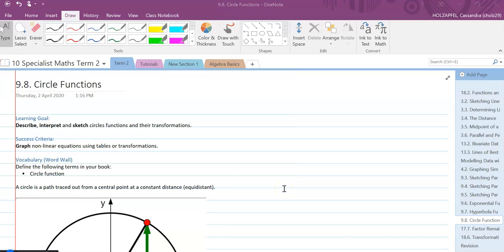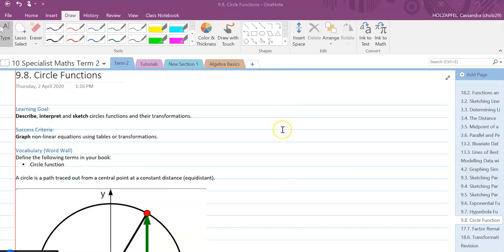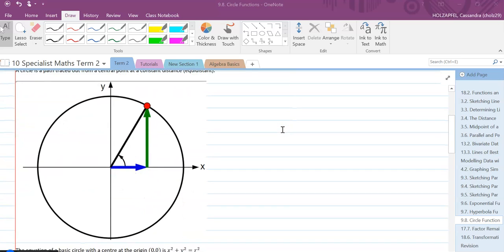Hi guys, welcome back. Today we're going to be looking at circle functions, where the circle function actually comes from, and how we can use transformations of the circle function to sketch functions. So let's have a look at where the circle function is actually derived from.